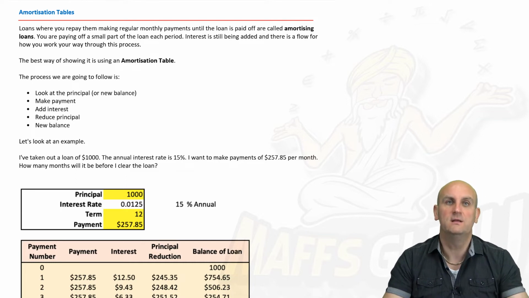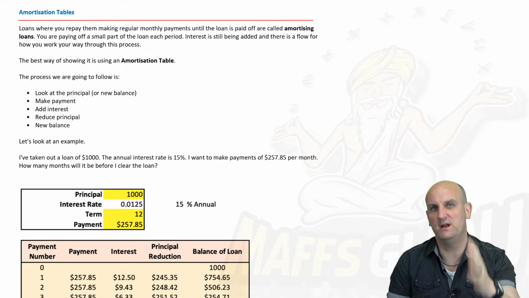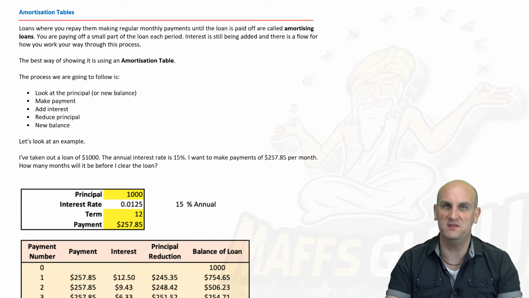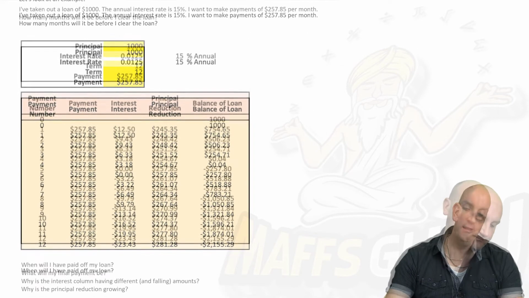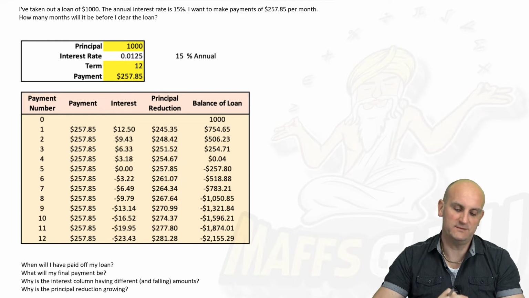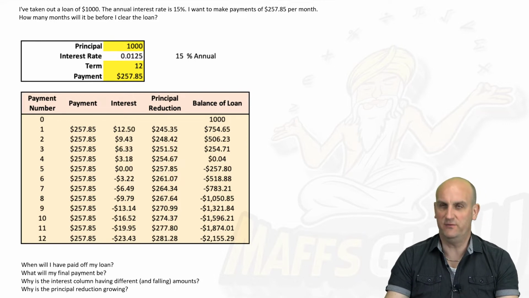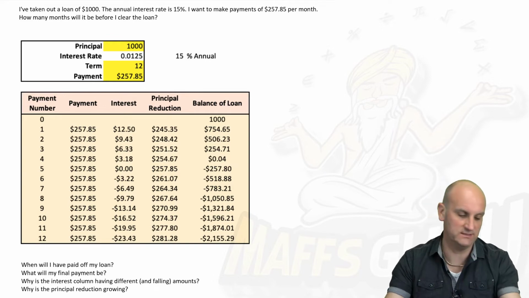It's about showing you where you were at the start of the year, what money's gone in, what money's coming out, and what you've got left at the end of the year. Marvelous. So we're going to look at an example. So I've taken out a loan of $1,000 with my annual interest rate of 15%, and I want to make payments of $257.85 per month. Sounds very familiar. I wonder where I got this example from. Oh yes, the textbook. How many months will it be before I clear the loan?